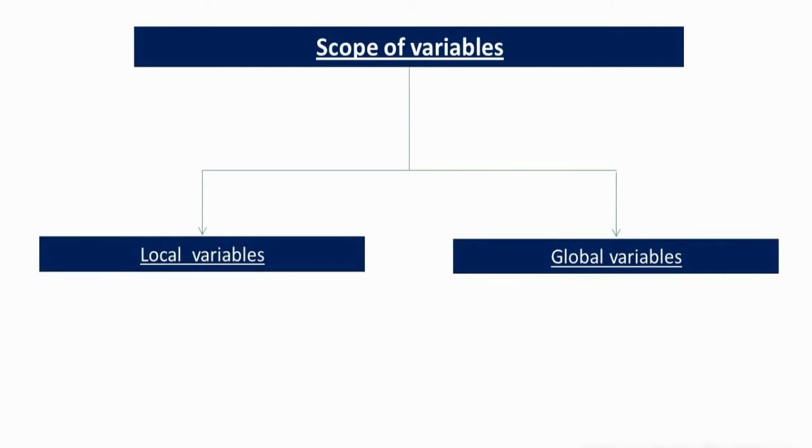Now basically there are two types of variables as far as scope is concerned: local variables and global variables. Local variables are the variables which are accessible only in the function where they have been declared, and global variables can be accessed by all the functions of your program.